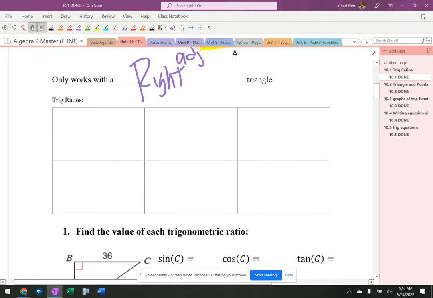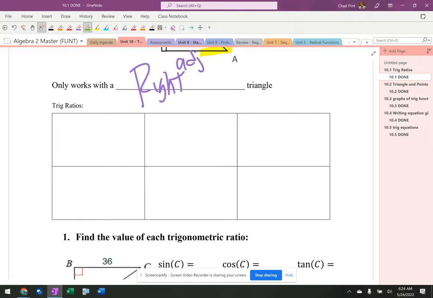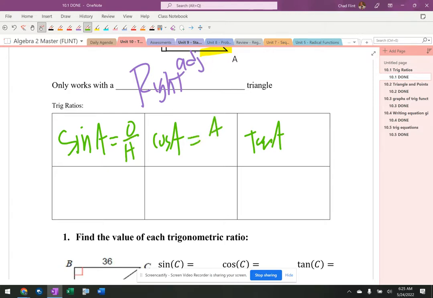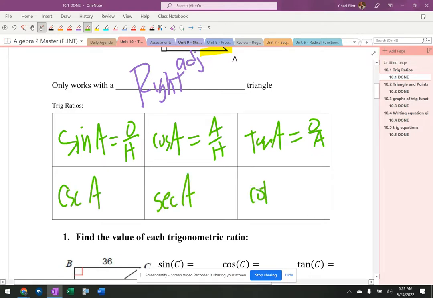All right, so trig ratios: sine, cosine, and tangent. So sine A, cosine A, tangent of A. Please make sure that you always put an angle with your sine, cosine, tangent. And there's actually three more that we have not talked about in the past. All right, so the three that you should know: sine is opposite over hypotenuse. Cosine is adjacent over hypotenuse. Tangent is opposite over adjacent.